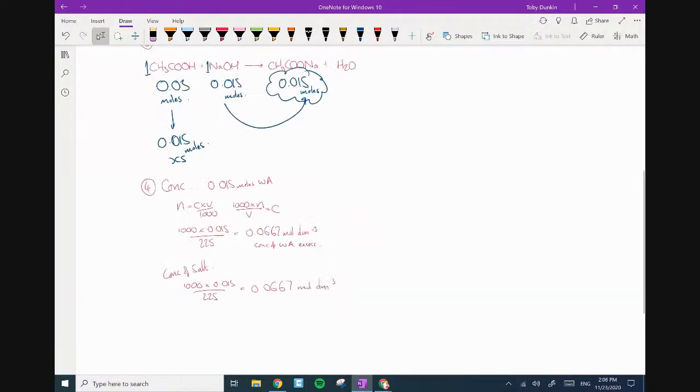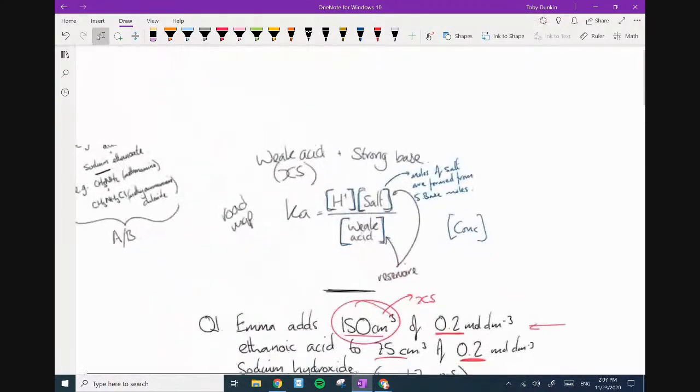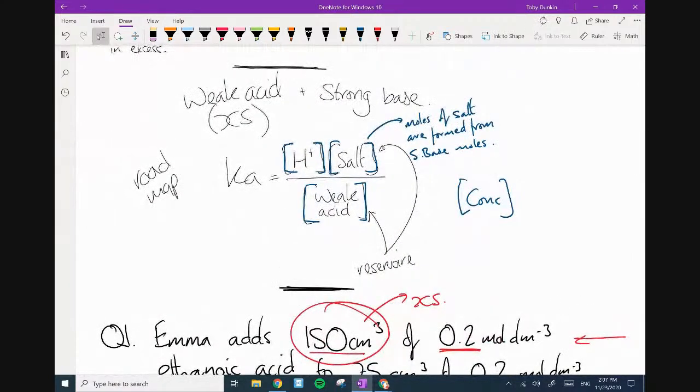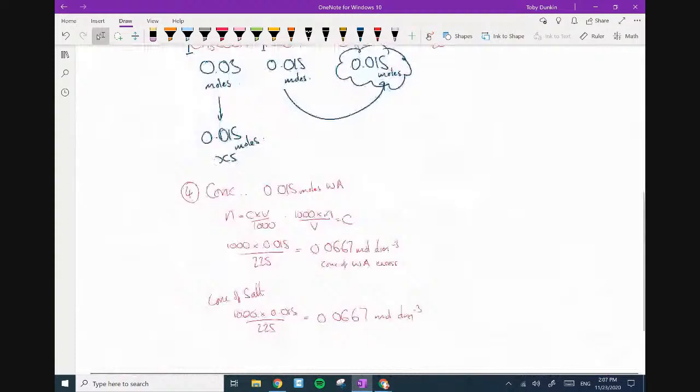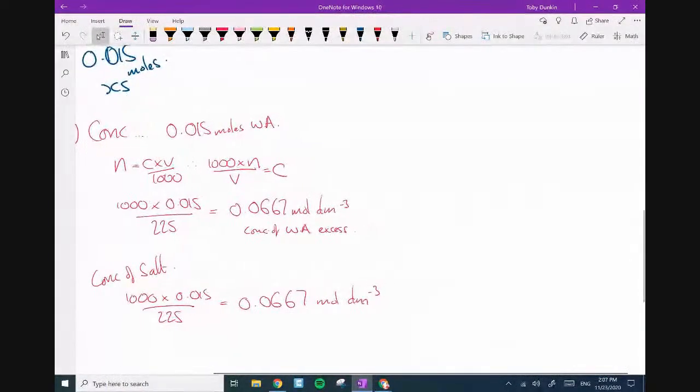Right, now I can insert these into my roadmap. The roadmap is reminding you that the salt has come from the base, the square brackets are concentration, and we just insert the numbers afterwards in order to get our concentration of H+.